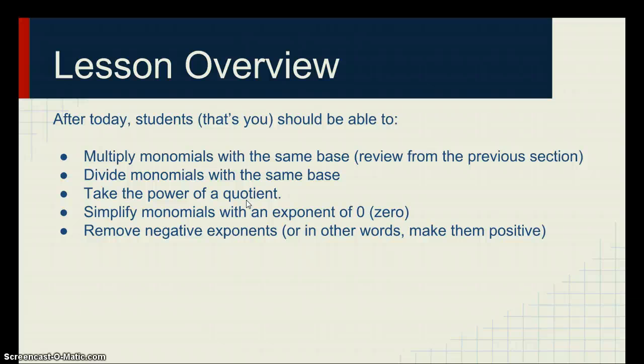So in other words, if we have a fraction, like x squared over y squared, and then we want to take that to another power, so x squared over y squared cubed, that's what we're going to do. Then we're going to simplify monomials with an exponent of 0, so in other words, x squared to the 0 power. And then finally, we're going to remove negative exponents so that we can make them positive.